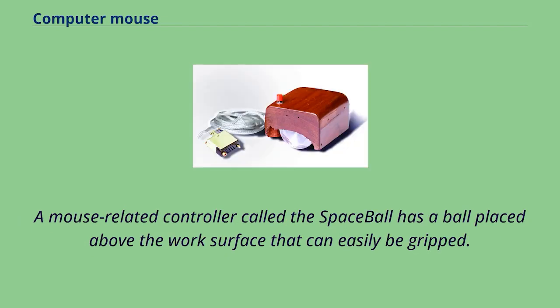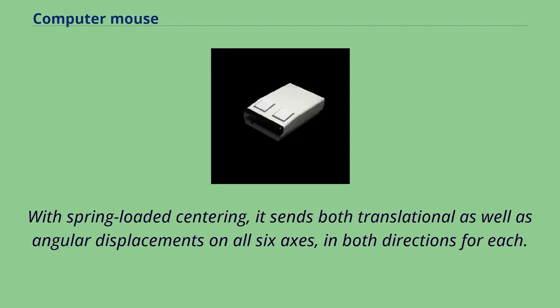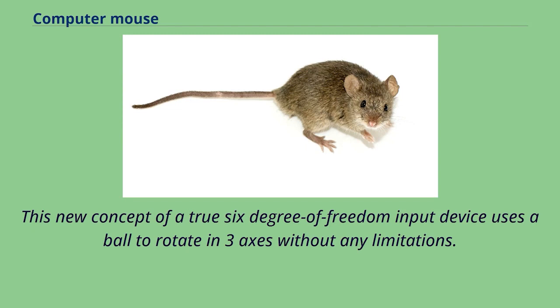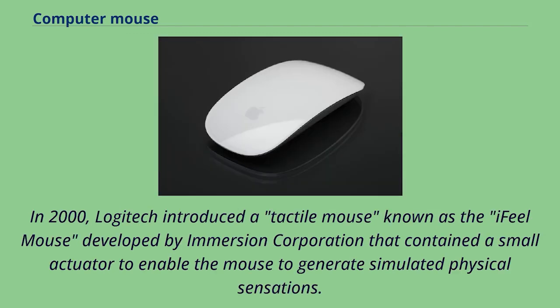A mouse-related controller called the SpaceBall has a ball placed above the work surface that can easily be gripped. With spring-loaded centering, it sends both translational as well as angular displacements on all 6 axes, in both directions for each. In November 2010, a German company called Axsotic introduced a new concept of 3D mouse called the 3D Spheric Mouse. This new concept of a true 6 degree of freedom input device uses a ball to rotate in 3 axes without any limitations.